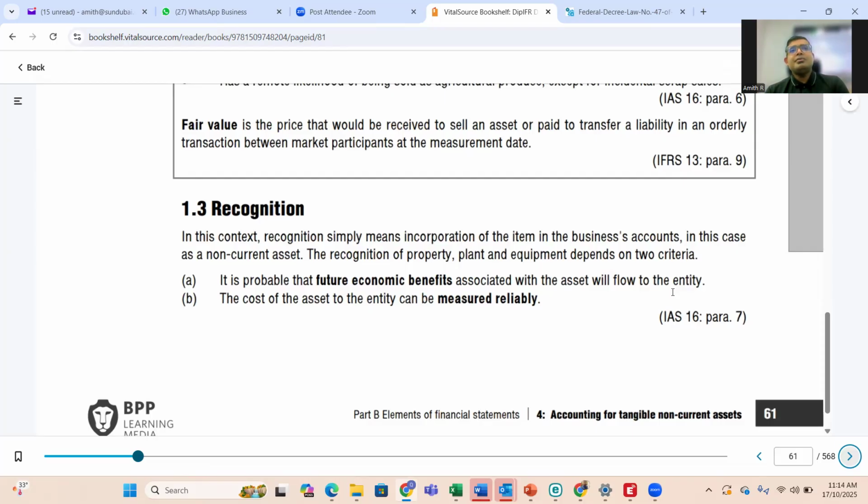Now let me ask you a question. In the definition it says for administrative purposes also, right? Which includes furniture and fixtures, and even a painting. I buy a painting and keep it in my office. It satisfies the definition of PPE. But should you record it as a PPE? Is it probable that future economic benefits associated with the asset will flow to the entity? So what will you account a painting as?